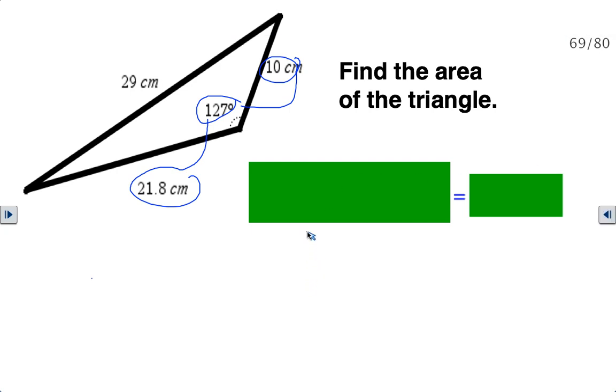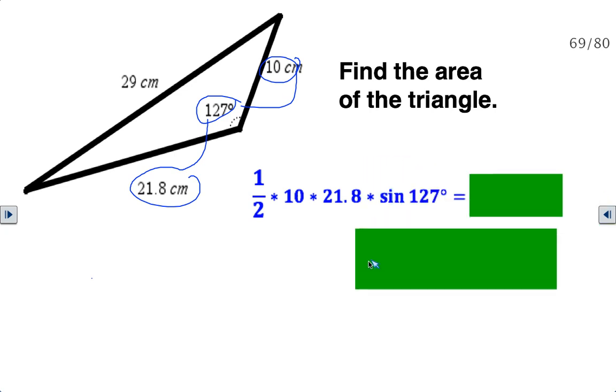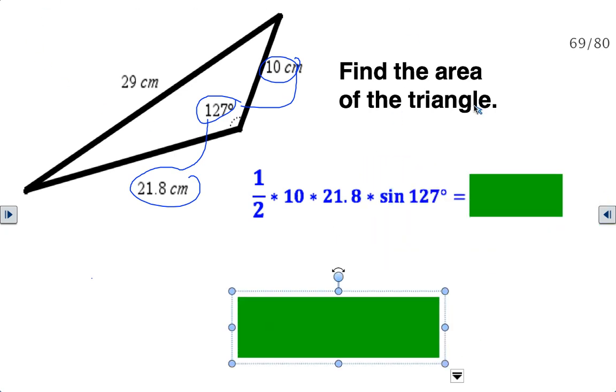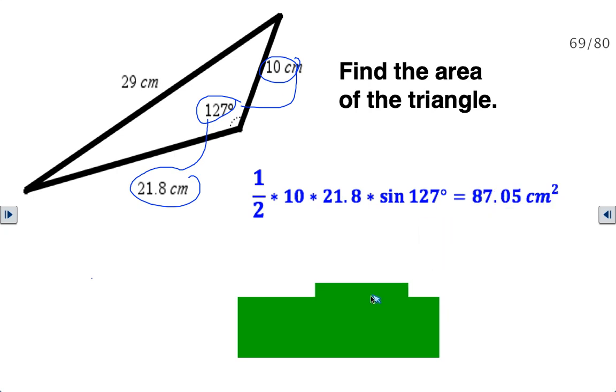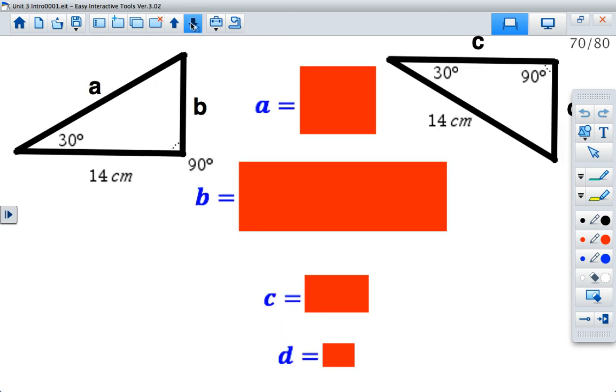So in this case, it'll be 1/2 times 10 times 21.8 times sine of 127. You just plug that whole thing in the calculator, and you get your answer. Again, you'll have lots of different versions on this. Sometimes the angle will be over here, and you'll have to use these two sides. All right, now our special triangles.